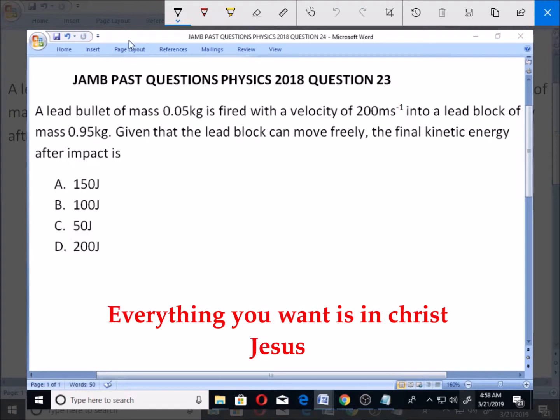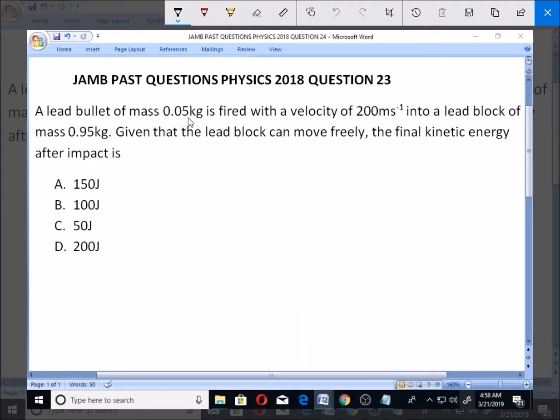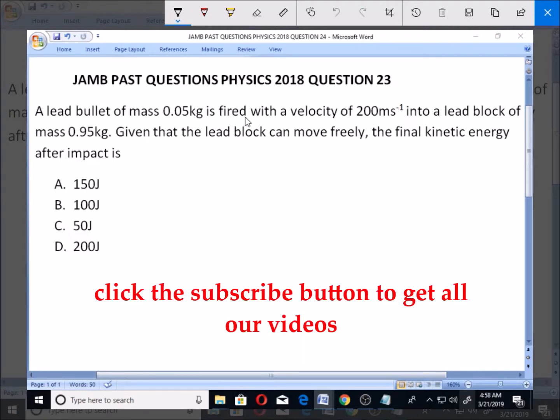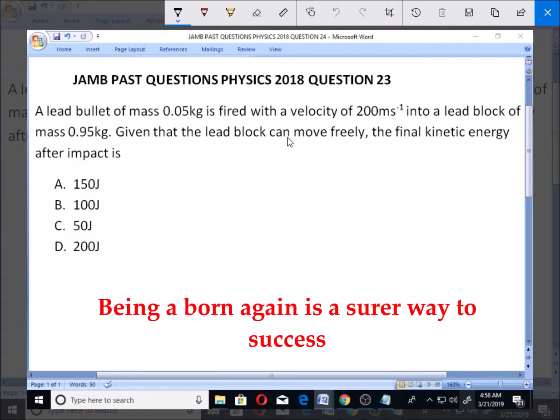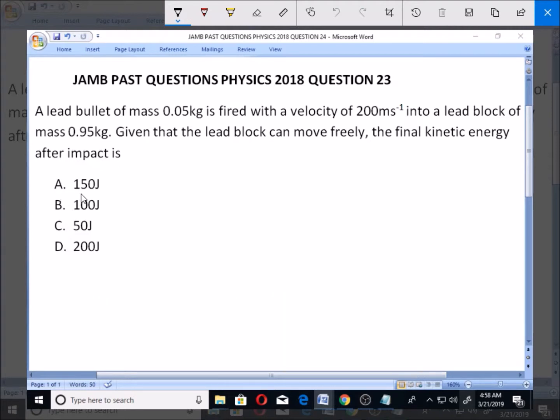A lead bullet of mass 0.05 kilogram is fired with a velocity of 200 meter per second into a lead block of mass 0.95 kilogram. Given that the lead block can move freely, the final kinetic energy after impact is: A. 150 joules, B. 100 joules, C. 50 joules, D. 200 joules.